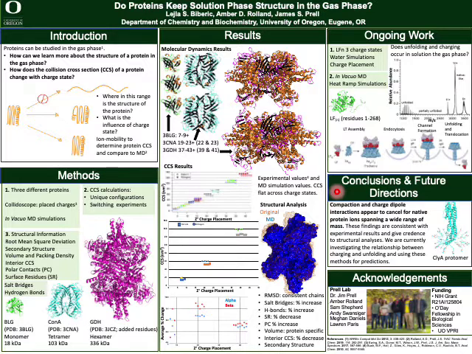Ultimately, our results indicated that compaction and charge-dipole interactions appear to cancel for native protein ions spanning a wide range of mass. These findings are consistent with experimental results and give credence to structural analyses. We are currently investigating the relationship between charging and unfolding and using these methods for future predictions and interactions a protein may have with its surrounding.